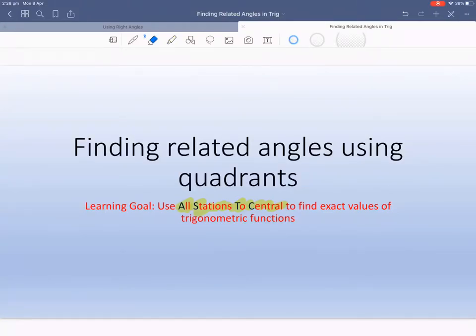What we're doing here is that we're going to find related angles. Pretty much we can leave it full stop there, okay? And we are going to be using quadrants, and I gave a hint to what that would be last class, but this is the full package right here, okay? We're going to use this, All Stations to Central, to help us find exact values.